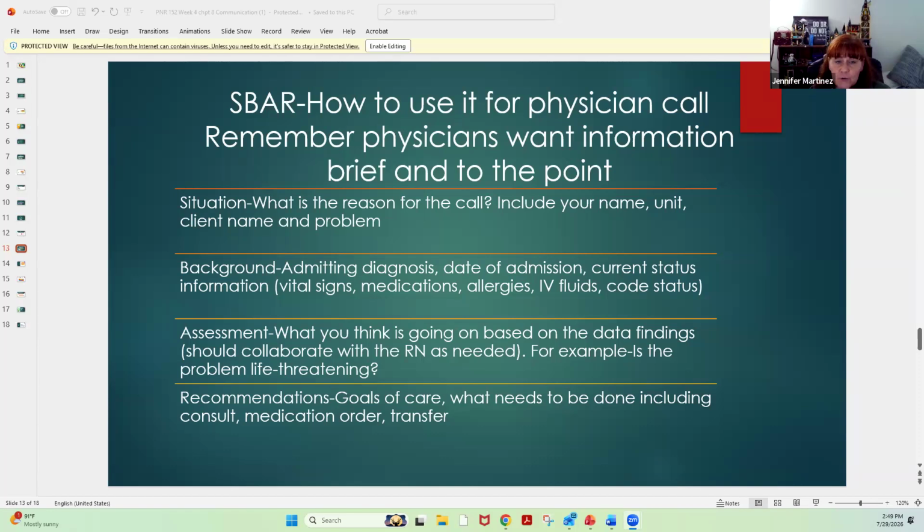So who you are, your unit, your client name and room number, and then what's the problem? When did it start? How severe is it? Let's say, all right, this is Jennifer. I'm calling from this facility about Mrs. Jones in room 401. She was found on the floor next to her bed. Plain and simple.